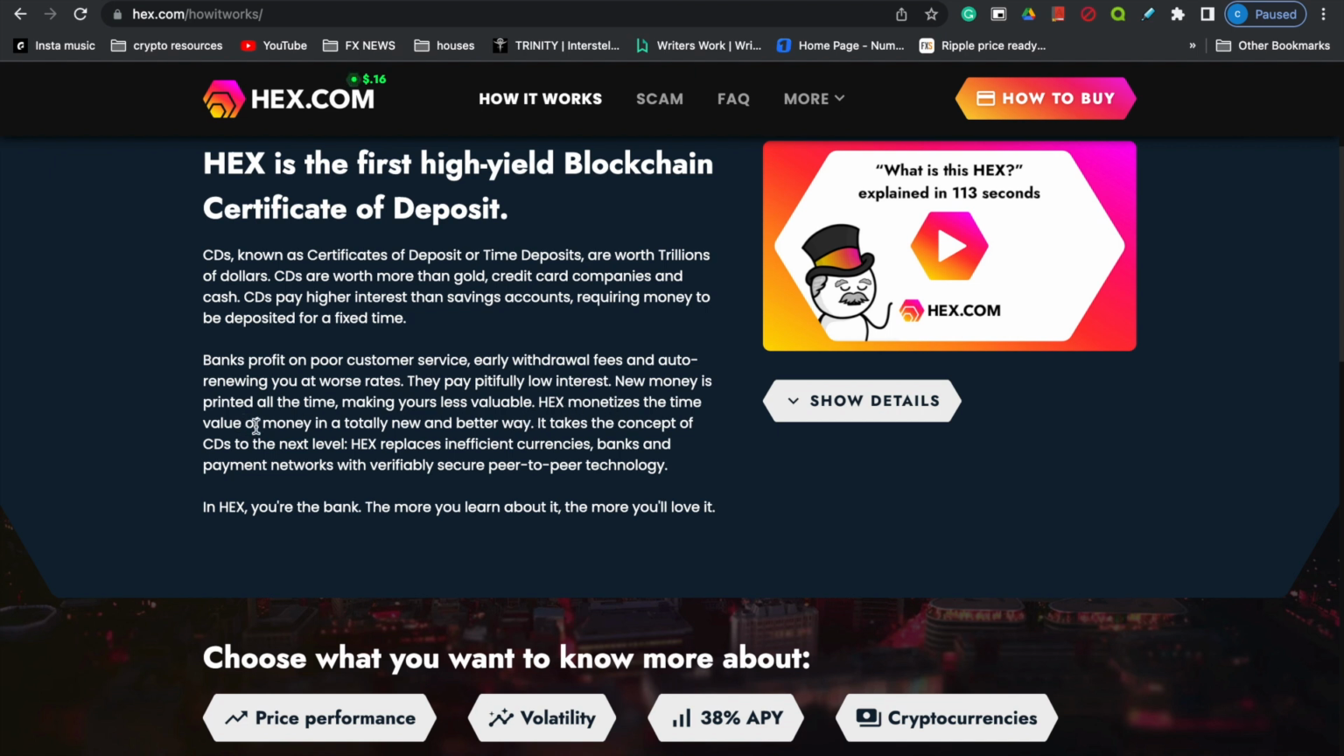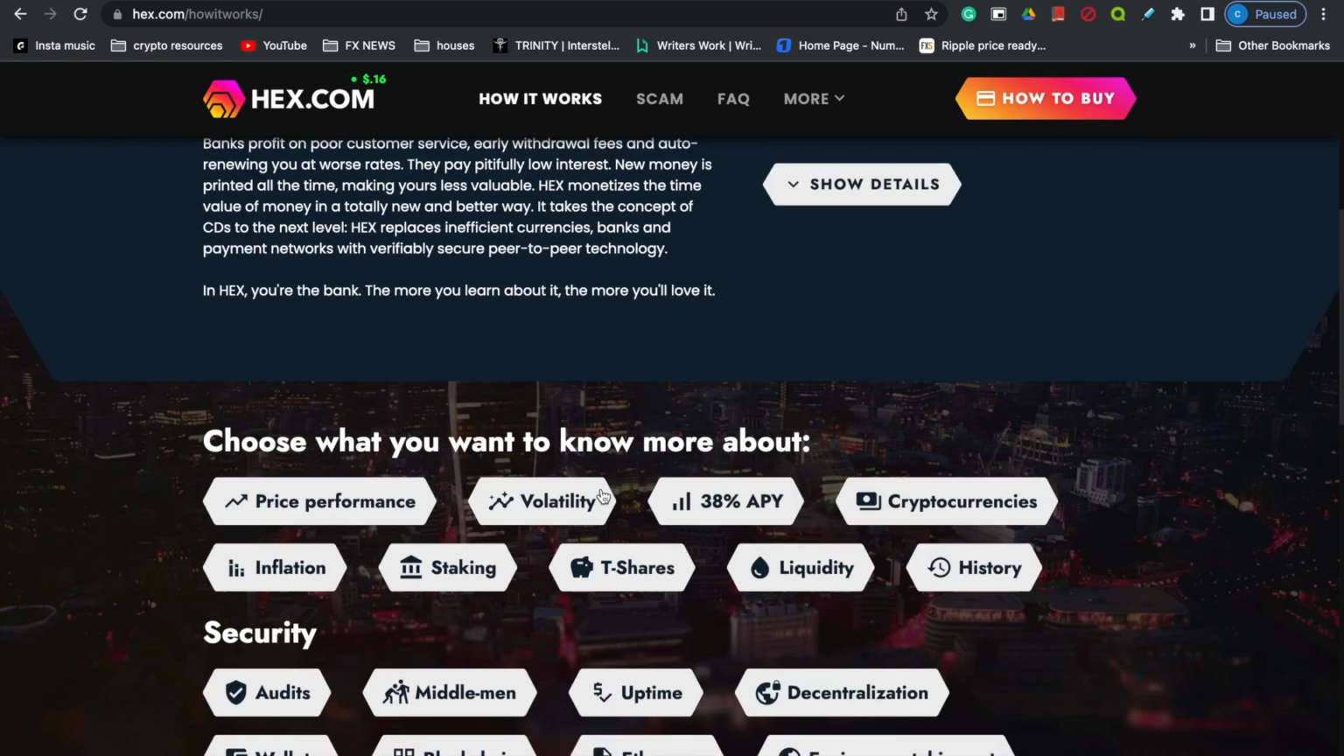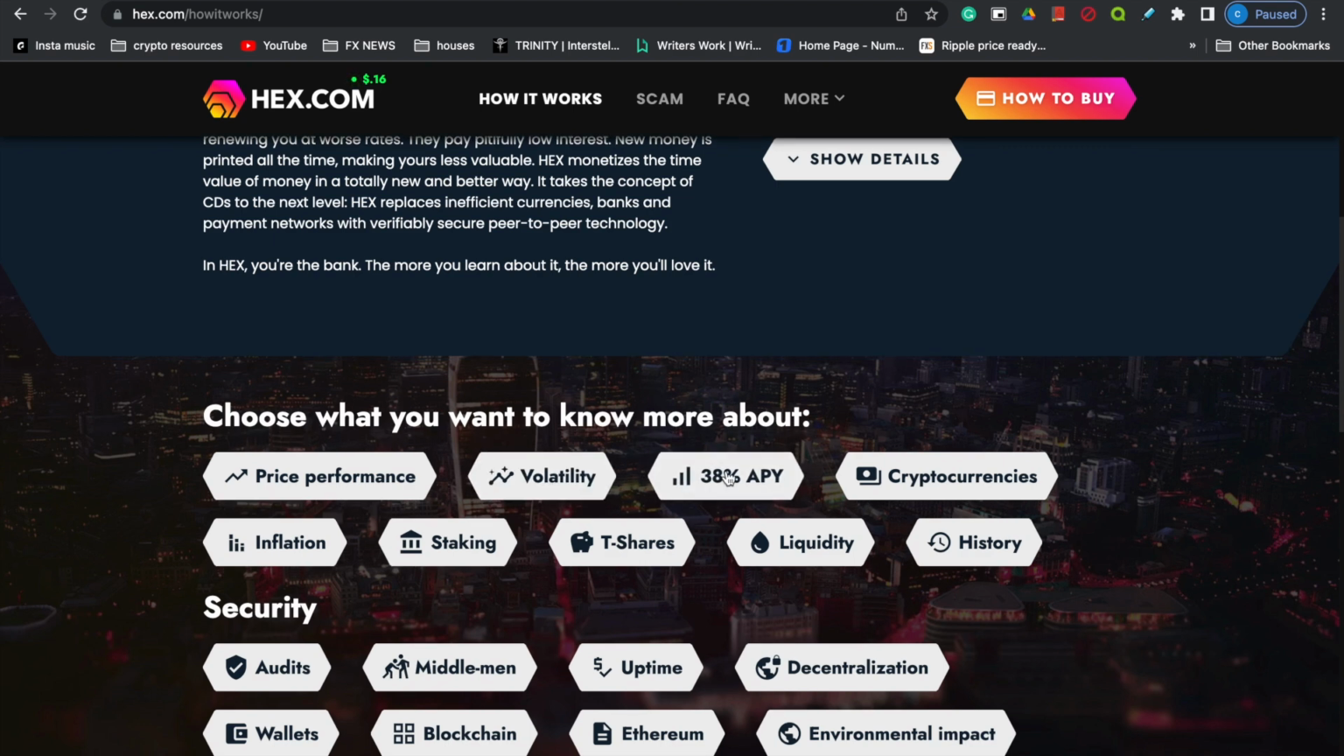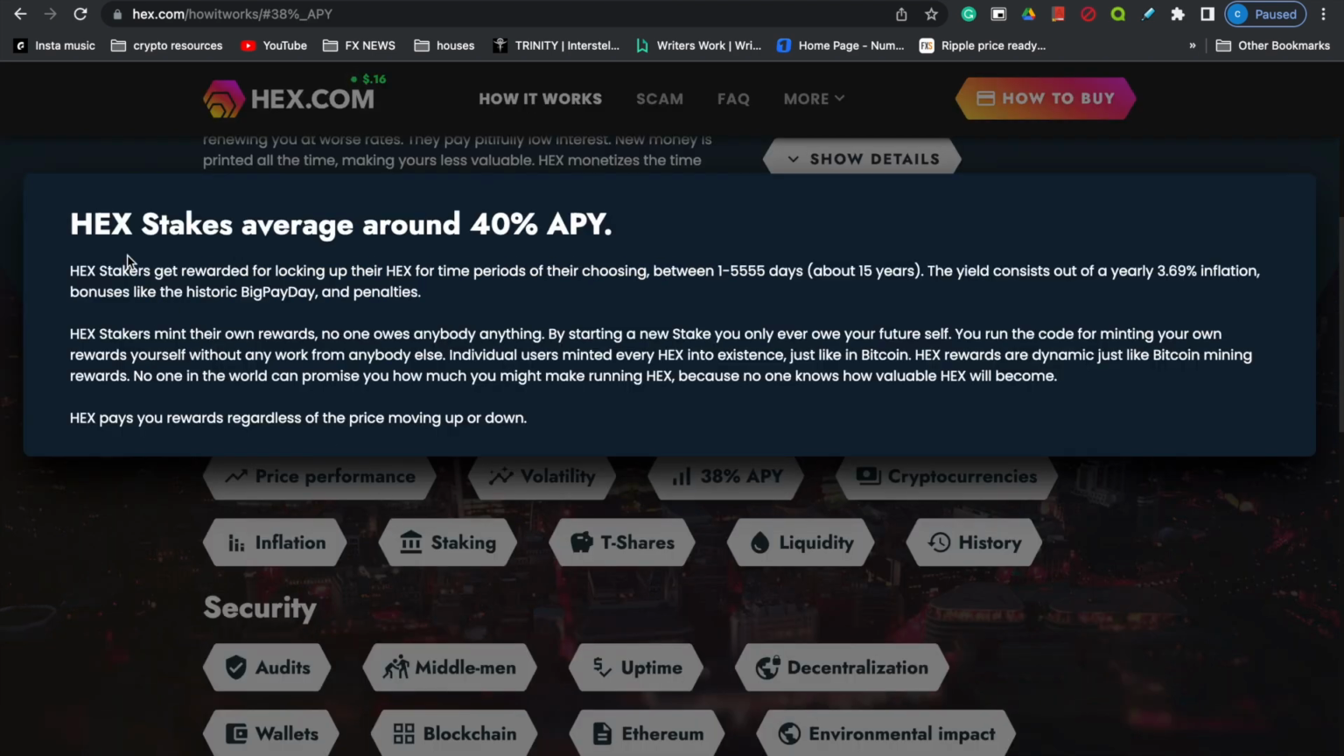Hex monetizes the time value of money in a totally new and better way. It takes the concept of CDs to the next level. Hex replaces inefficient currencies, banks, and payment networks with verifiable, secure peer-to-peer technology, okay? And if you go here, you click choose what you want to know more about Hex. I was like, 38% APY. Look at this. Hex stakes average around 40% APY.